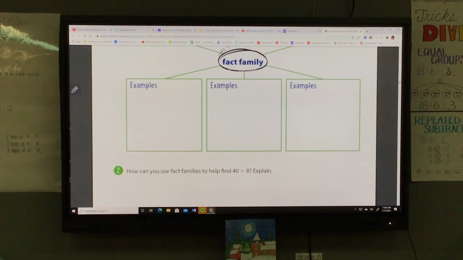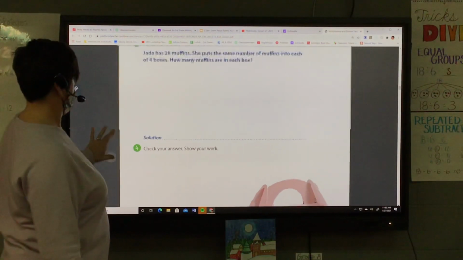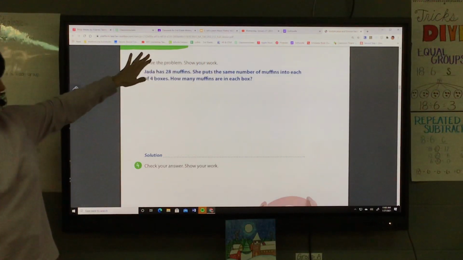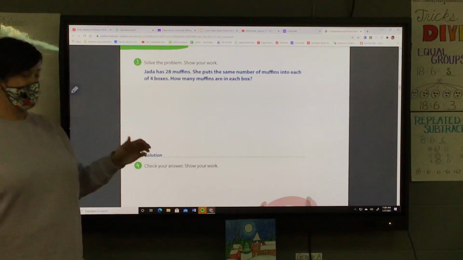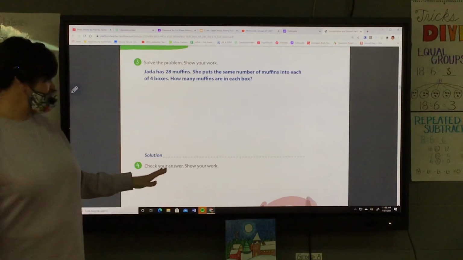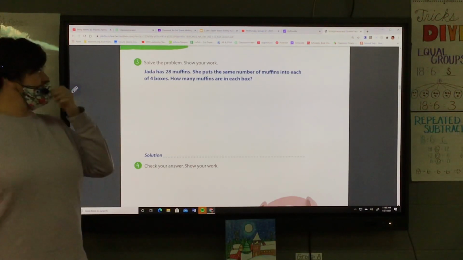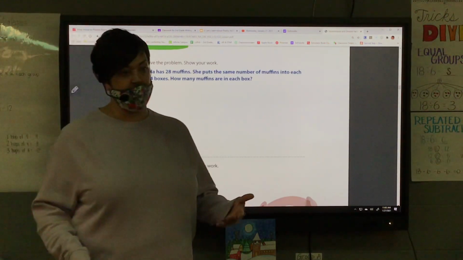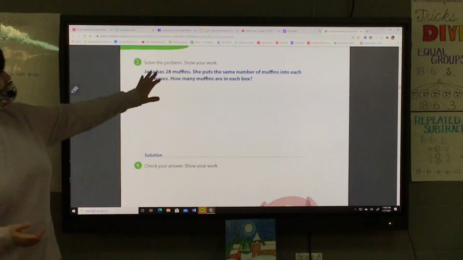Look at page 254. It gives us a problem in part 3, and we have to find the answer to that problem for part 3. But then for 4, it says, check your answer, show your work. When we check our answer, we either need to check it by using multiplication or by using division. We're doing the opposite of what we did. So look at this problem.